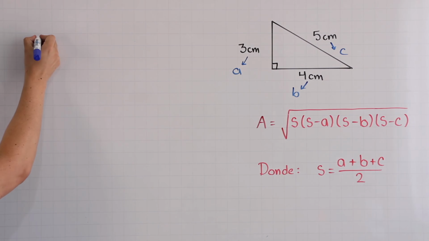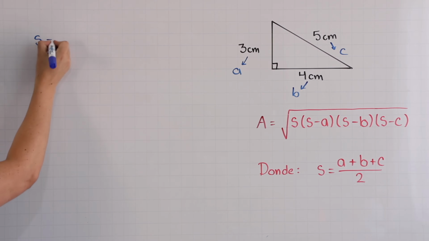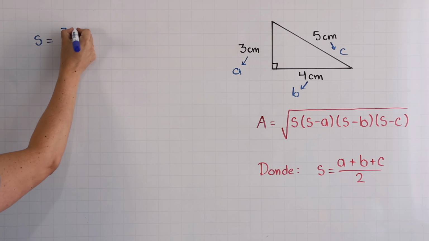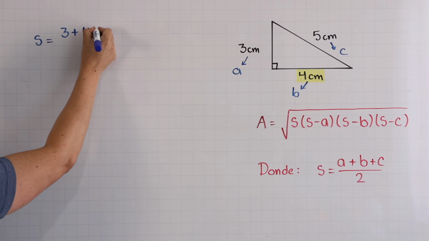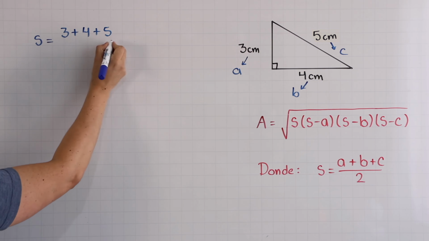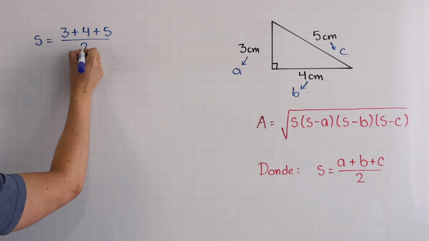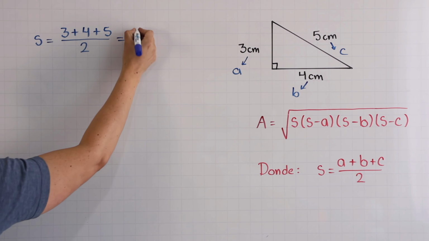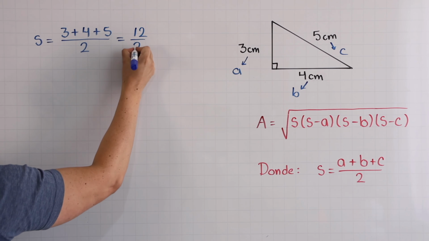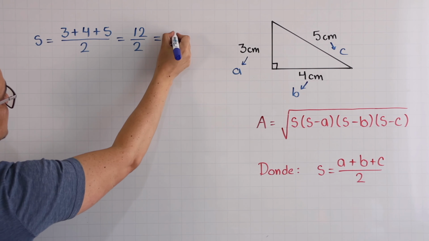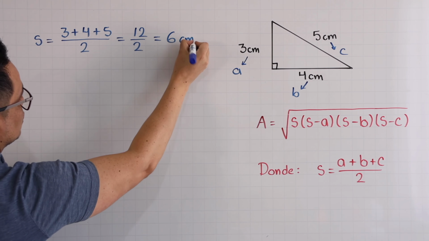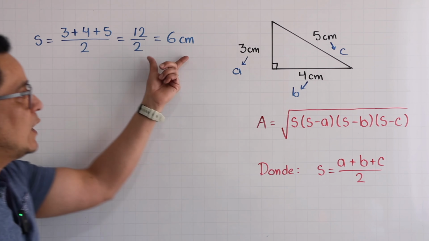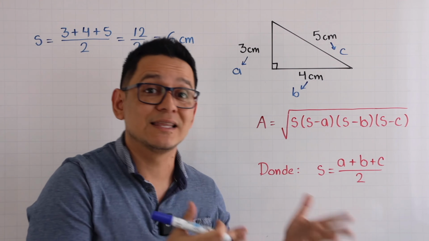So the first thing we're going to do is calculate the semi-perimeter. So I'm going to add 3 plus 4 plus 5. That would be the perimeter, right? But since it's the semi-perimeter, we have to divide by 2. 3 plus 4 is 7, and plus 5 is 12. So I end up with 12 divided by 2, which is equal to 6. Done. The semi-perimeter is equal to 6 centimeters, which is half of the perimeter.